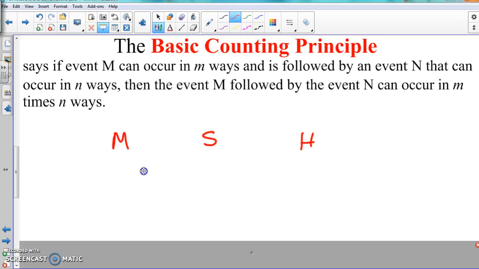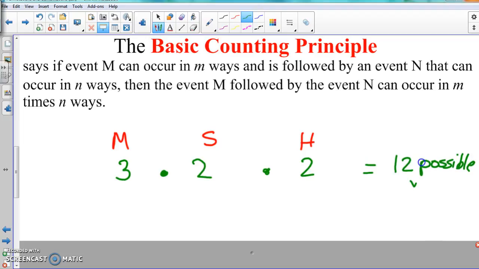So the basic counting principle says if there's only 3 math classes you can choose from, only 2 science classes you can choose from, and only 2 humanities classes you can choose from, the basic counting principle will work here: 3 math classes, 2 science classes, 2 humanities, and just multiply each one of those. If you do that, you see there's 12 possible ways again.